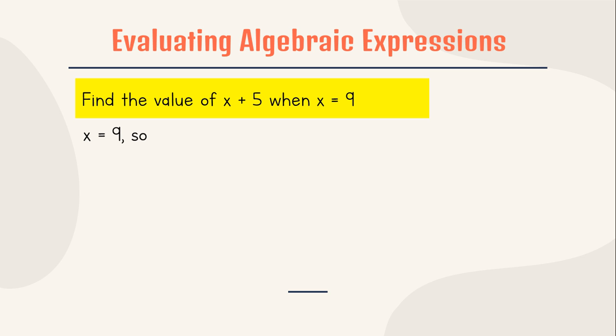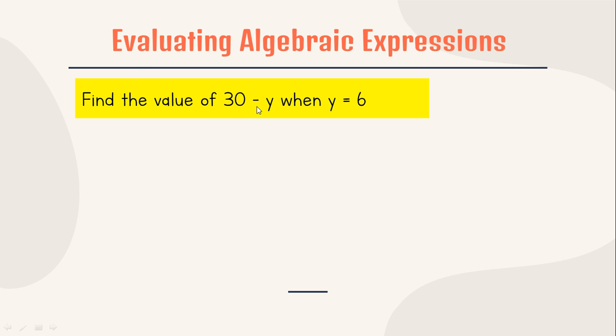So find the value of x plus 5 when x equals 9. So x equals 9, right? We're going to change this x with 9 because it says x equals 9. So x plus 5 is our equation and the condition is x equals 9. So change this x into 9. So 9 plus 5. It's kind of easy, right? The answer is 14. So how is it? Do you think you can get it? I hope you can get it. But if you still don't get it, it's okay. We will have the next examples.